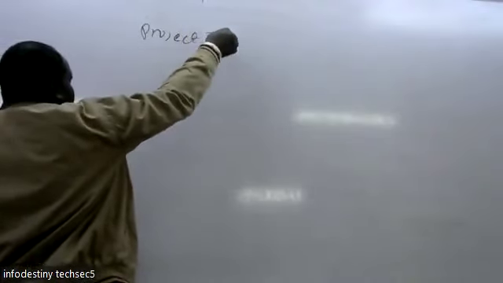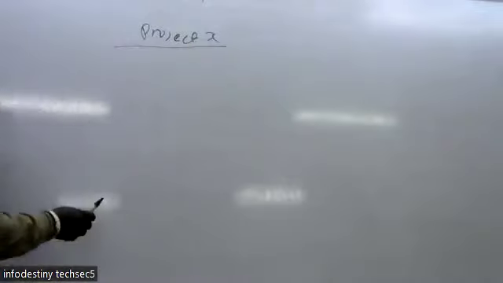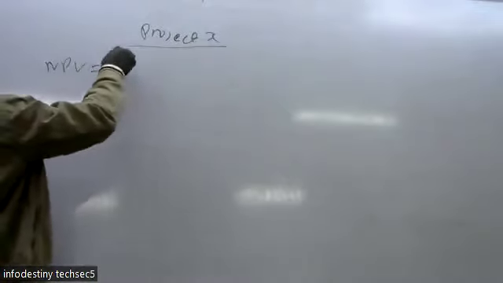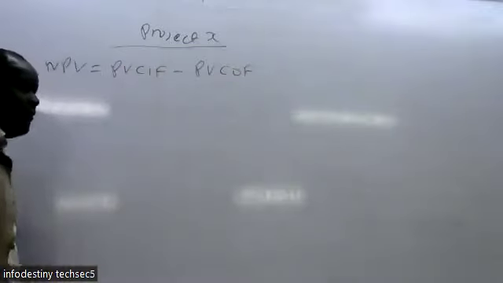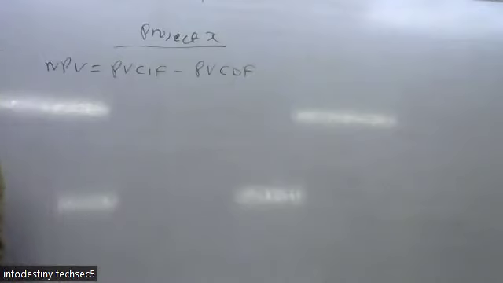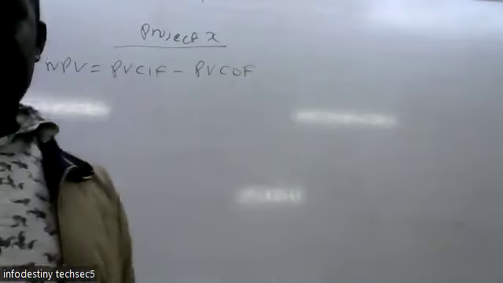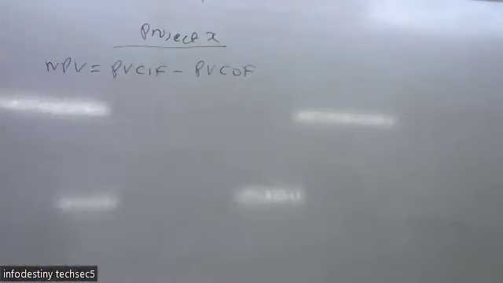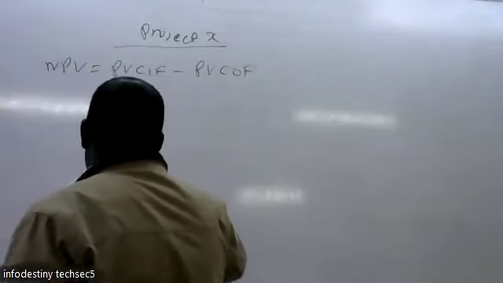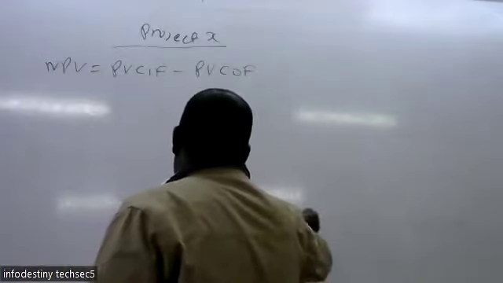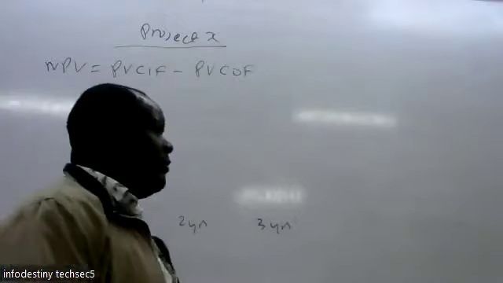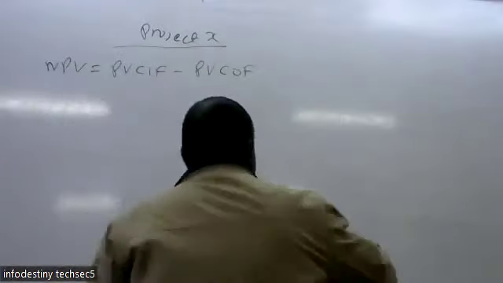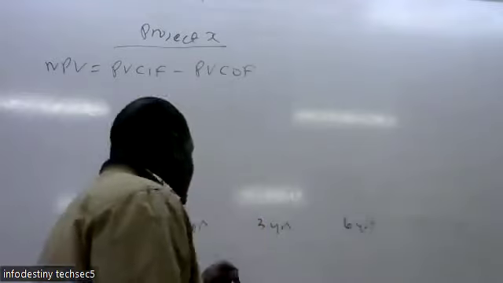So we start off with project X. To get the NPV, which is the present value of the cash inflows, we minus the present value of the cash outflows. But we need to get the least common multiple, because we should make their lives the same. Remember X was 2 years, Y is 3 years. So which is the least common multiple? It is a figure which each of them goes into without any decimal point. So it will be 6 years.